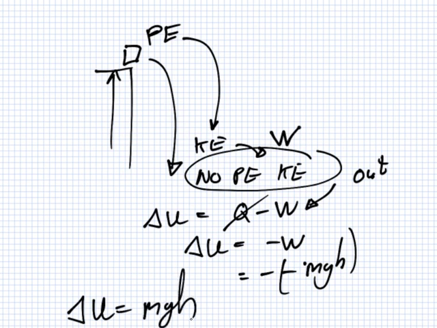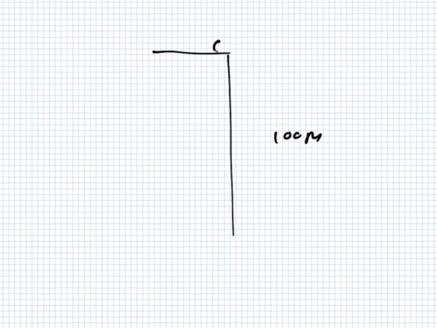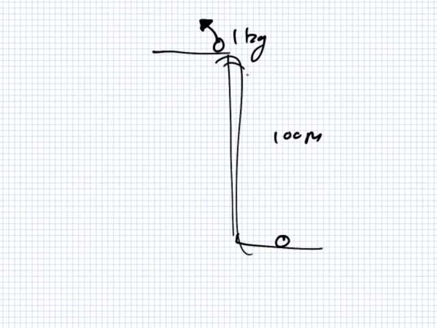mgh. And you can actually see this in real life. If you go to the bottom of a waterfall and measure the temperature of the water, it will be warmer than at the top of the waterfall. Let's say we have a waterfall that's 100 meters, and 1 kilogram of water here, and I measure the temperature, and then I measure the temperature at the bottom of the waterfall. The water's flowing down.